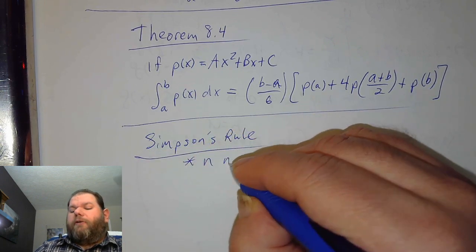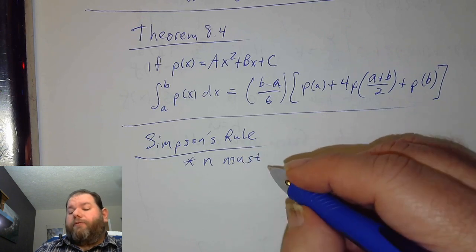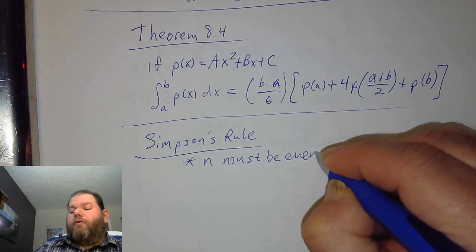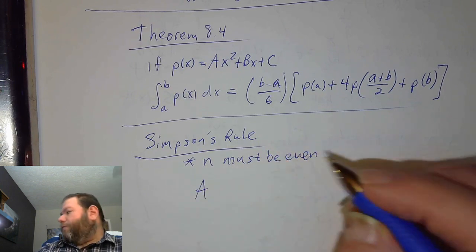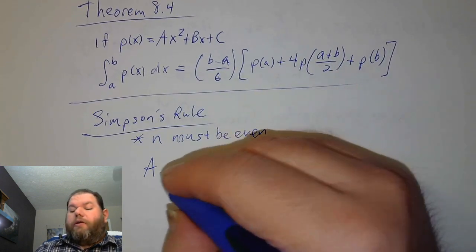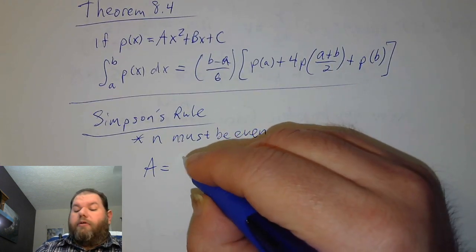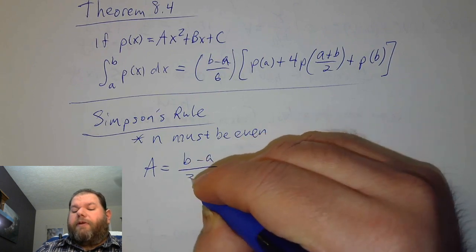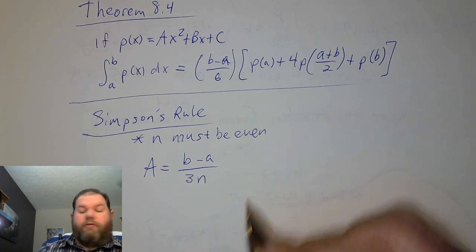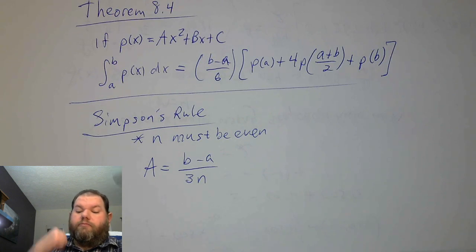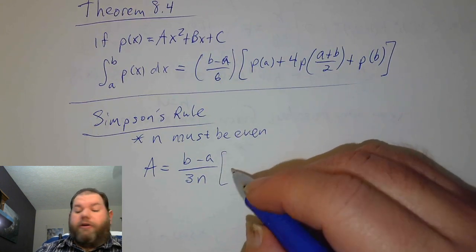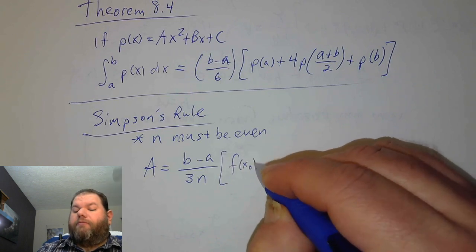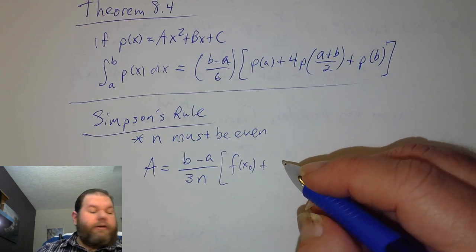So that's the first thing. N must be even for us to apply Simpson's rule. And so the area is equal to (b minus a) over 3n times, and we get f of x0 plus 4 times f of x1.